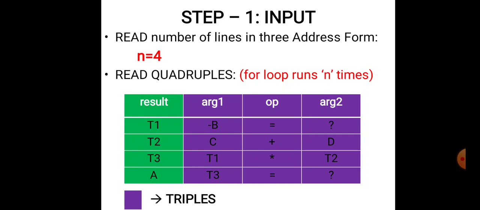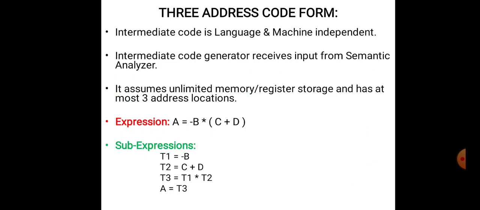So we have to enter these parts for every line, for every loop. So the first time the loop runs, it will ask these 4 variables related to the first line. What is the first line in the 3 address form? T1 is equal to minus b. So here T1 is the result variable, minus b is the argument 1 variable, equal to is the operator, and we don't have an argument 2 variable here.